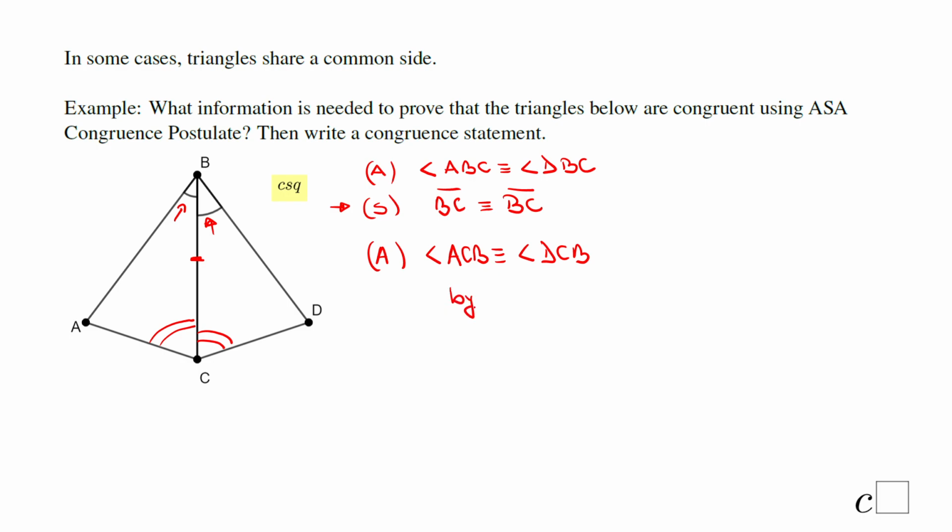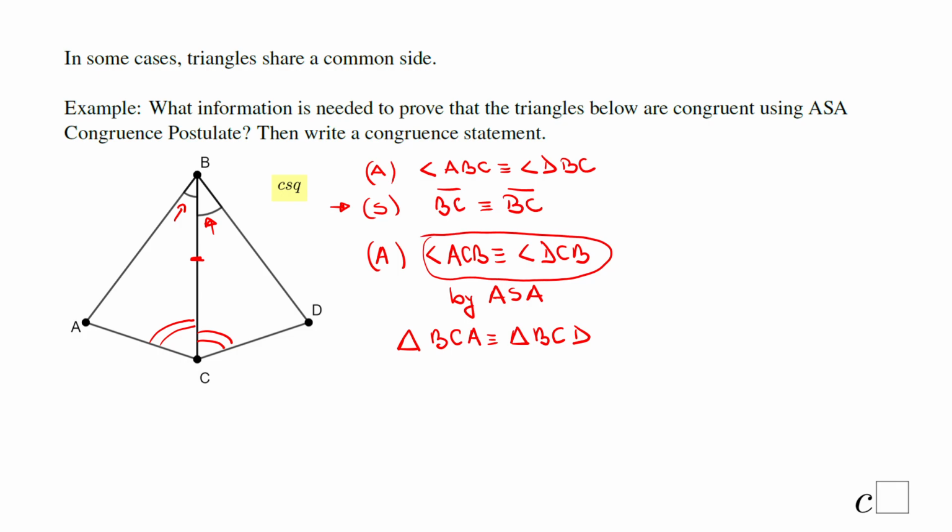So by ASA, triangle BCA, let's say you say like that, congruent to what? Now the next statement is very important, right? We have to have the corresponding letter, so it's gonna be BCD. Okay, so remember, this is the part we need. Okay, the information we need.